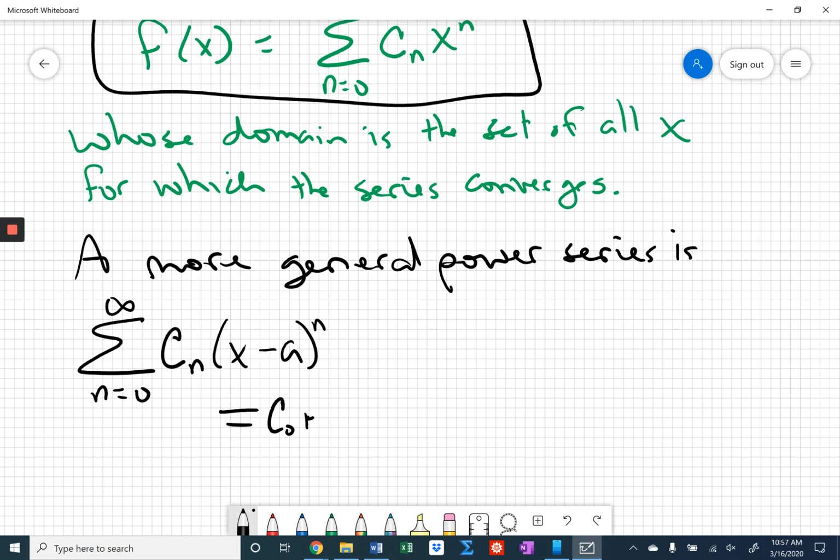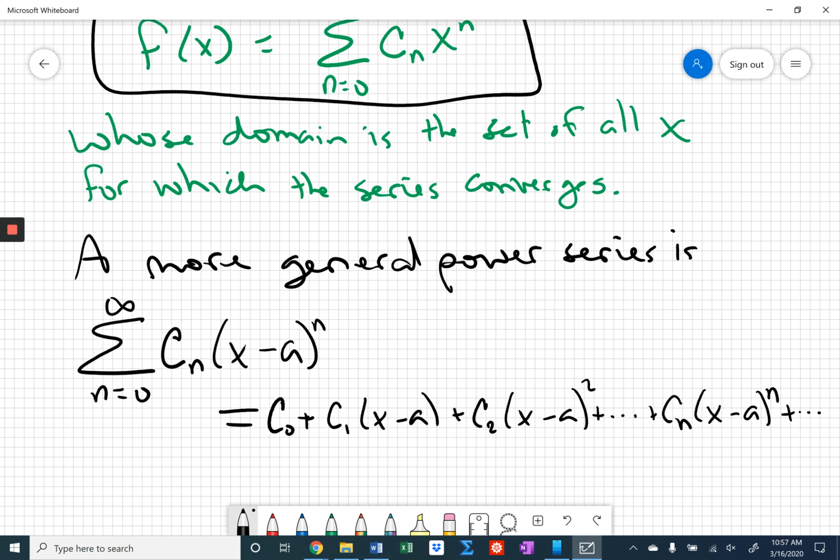Trying to go too fast. c sub 1 times (x minus a) plus c sub 2 times (x minus a) quantity squared plus, and I'm going to run out of space here, so I'm not going to put the third term down. I'm going to jump to the nth term, c sub n times (x minus a) to the nth, plus dot, dot, dot. This is called a power series, or I'll just put is a power series centered at a.